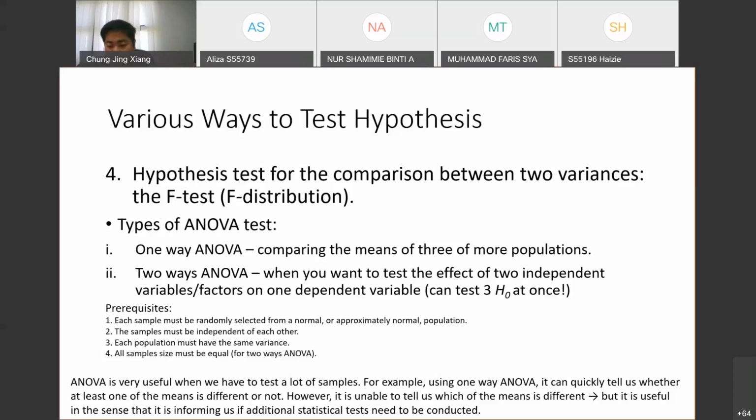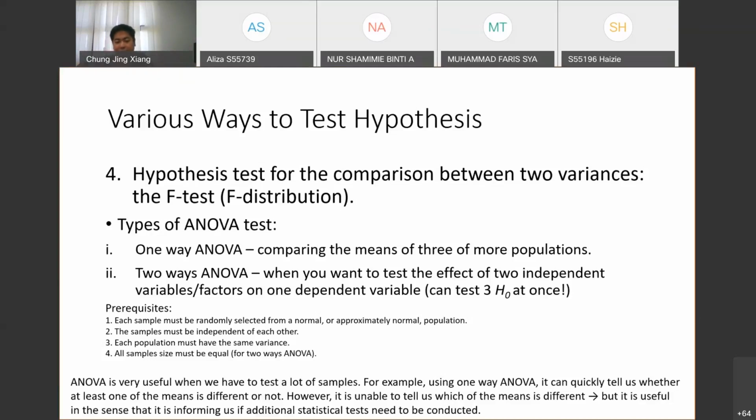But ANOVA has one downside. It cannot tell us which one among these 3 is different. We cannot know, so we have to do further analysis. I always like to think of ANOVA as a filter. If I have a few samples and want to compare 3 means, or 3 different groups, and my ANOVA tells me they are just the same, then you can just bungkus and balik. No need to do further analysis.